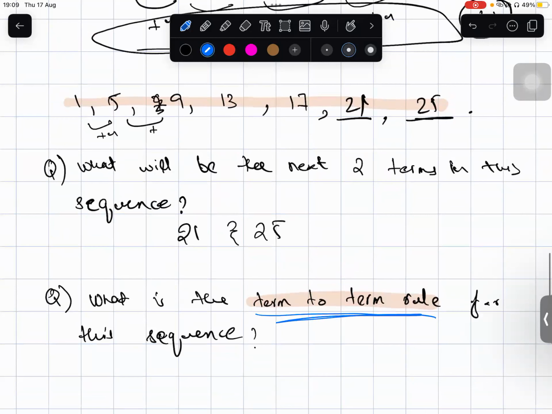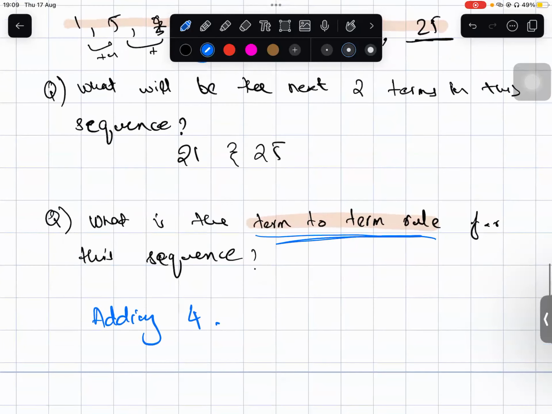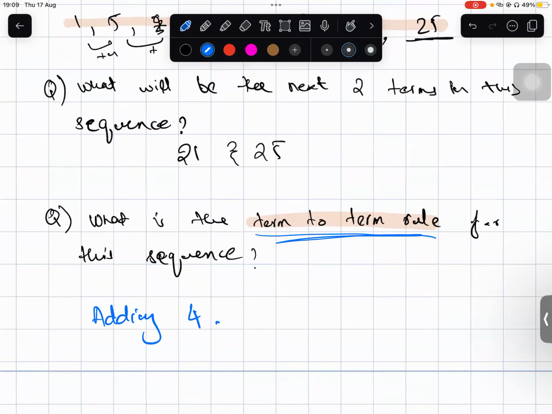So what are we doing here? We are adding 4, right? Yes. In order to get from one term to the other term, we're adding 4. Your answer would simply be adding 4. Okay. Yeah, it's very simple. I thought it was n plus 4. No, that's another thing. We'll get to that. So are we clear so far?